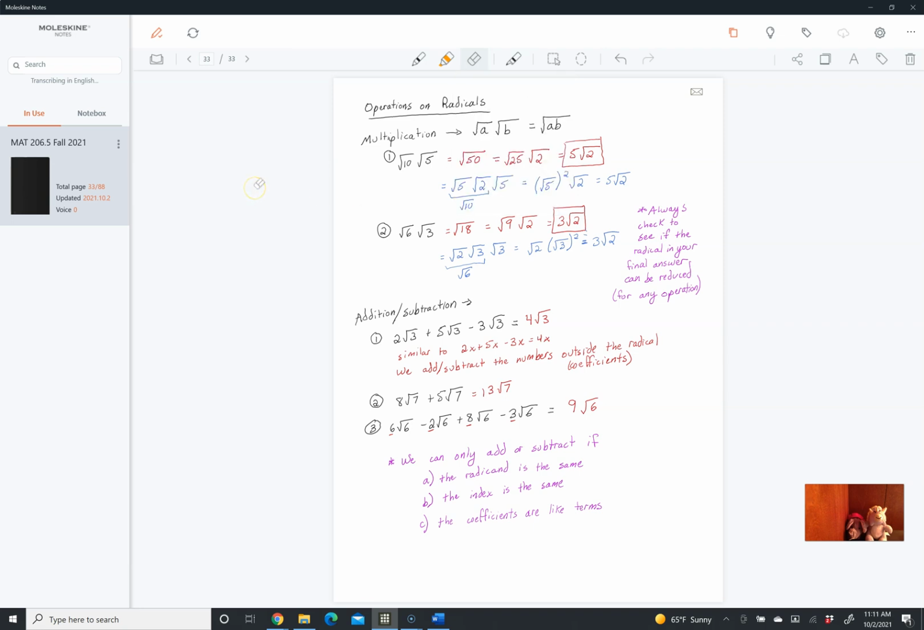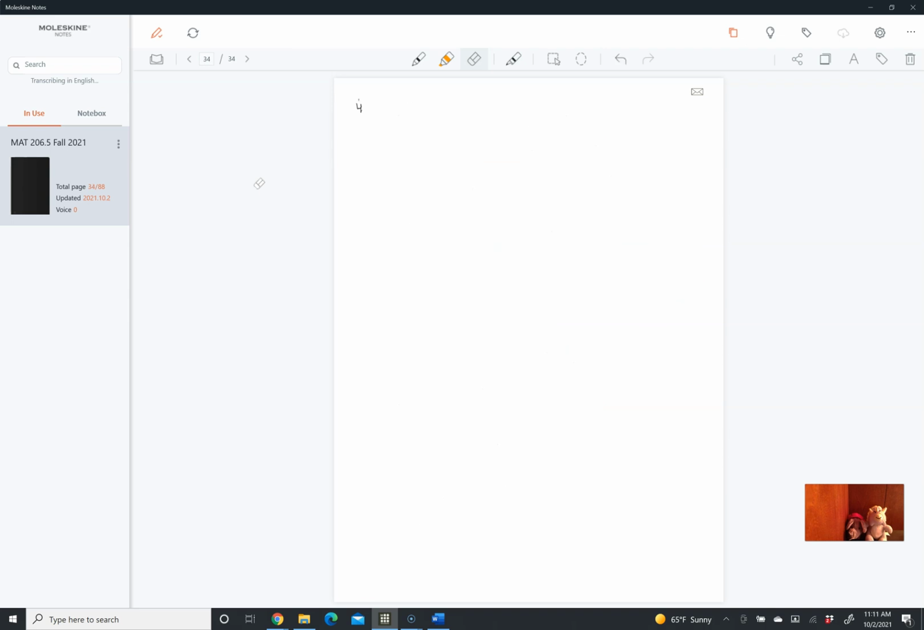Okay, so in this one, let's say that we have square root of 12 plus 5 square root of 3. Now, if you look at this, the problem is okay, our index is the same, but the radicands are not the same. So if the radicands aren't the same, we can't add, okay?